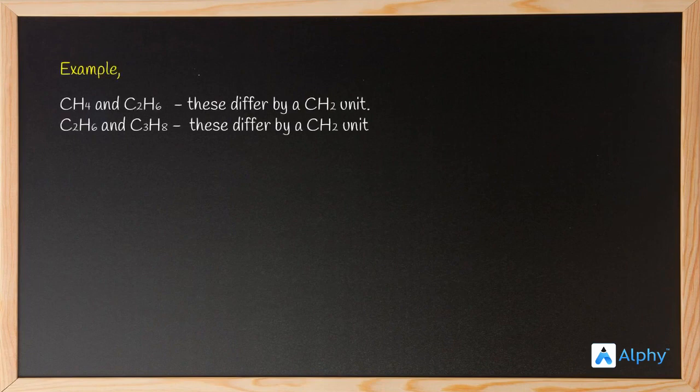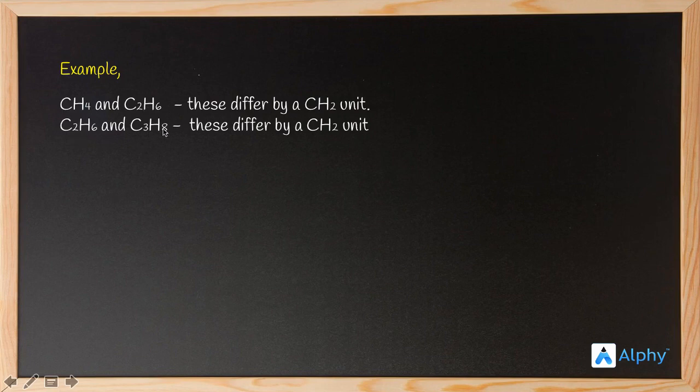If you can see here, CH4 and C2H6, and C2H6 and C3H8. So these are two examples. Let us look at the first one, CH4 and C2H6. In these two, they are differing by a CH2 unit. There's one carbon, two carbons, so a 1C difference, and there are 4 hydrogens here and 6 hydrogens here, so a 2 hydrogen difference. So they differ by a CH2 unit.